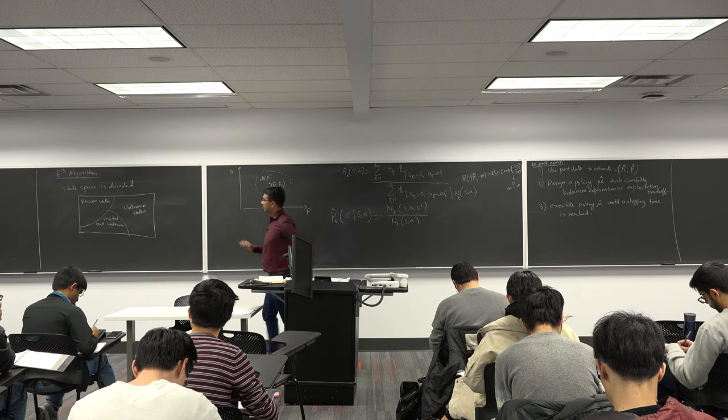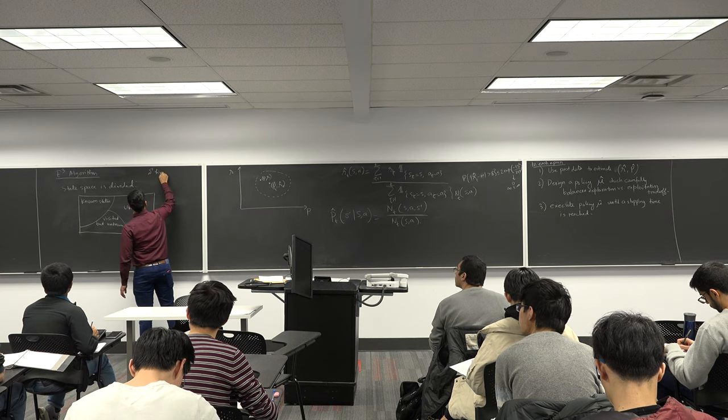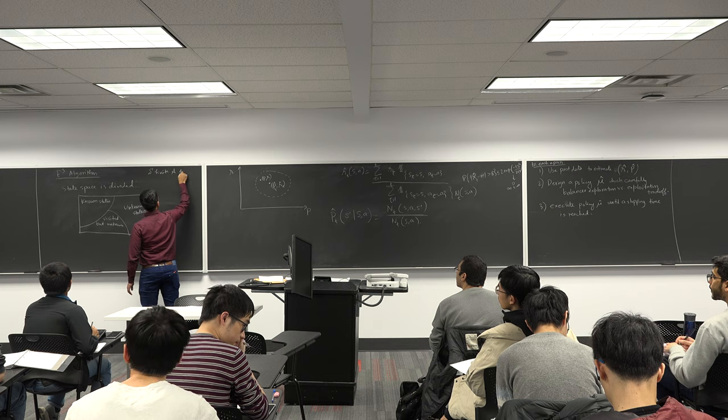When you mean state space, you're talking about the SA pair or just? No, just the state space as S. So everything is finite. S is finite. A is finite.